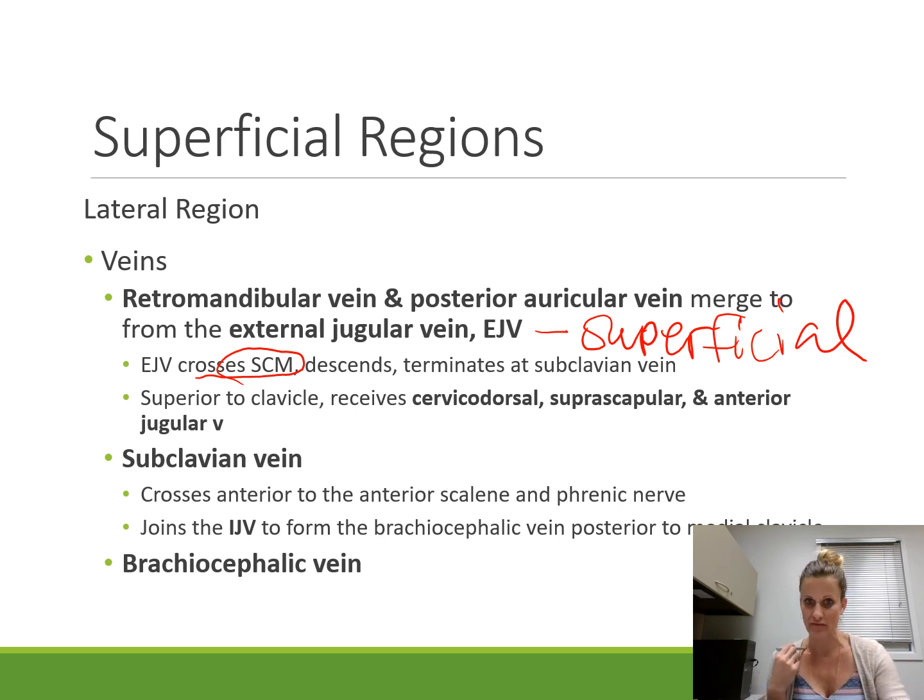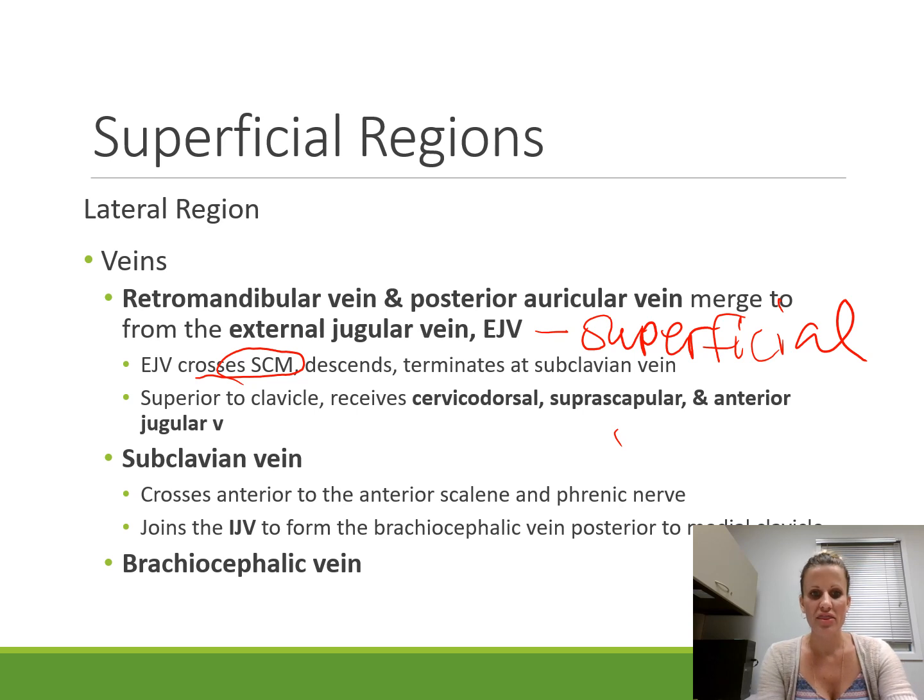at the subclavian vein. Remember, the subclavian vein is going just over the clavicle. Just above the clavicle, right before the external jugular vein terminates, it has a few other small branches that join it: the cervical dorsal, suprascapular, and also the anterior jugular vein. The anterior jugular vein is relatively small, coming down the front. The external jugular vein is superficial, crossing over the sternocleidomastoid. And in a moment, we'll see that the internal jugular vein is going underneath the sternocleidomastoid, right next to the common carotid.